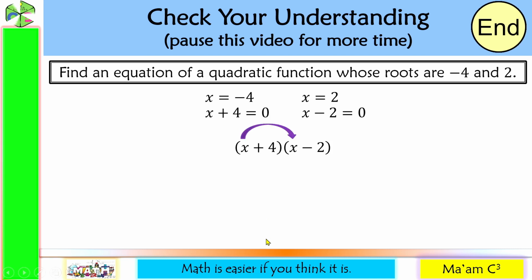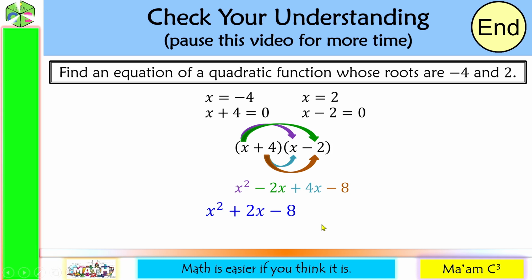So we have x times x is x squared, x times negative 2 is negative 2x, 4 times x is 4x, and 4 times negative 2 is negative 8. Negative 2x plus 4x will give us positive 2x equals 0. Replace 0 with y, so we have y is equal to x squared plus 2x minus 8. This is the equation of the quadratic function whose roots are negative 4 and positive 2.